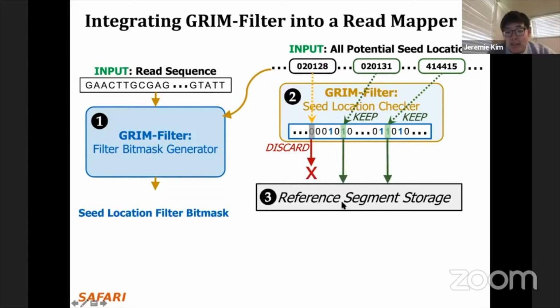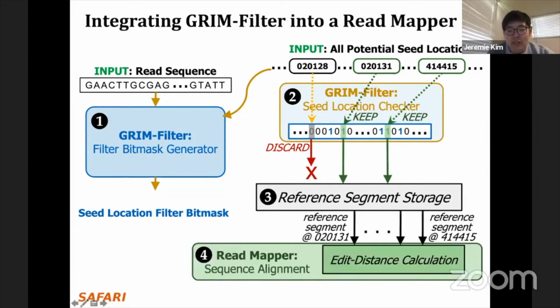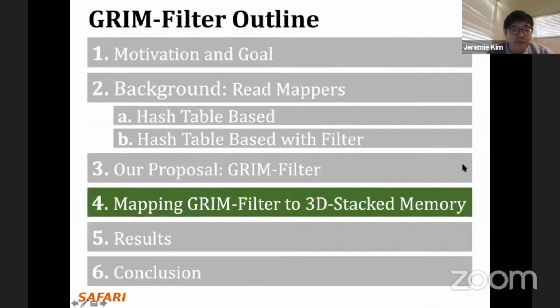We then send these locations to the reference segment storage, which extracts the segments from the reference. And then we finally calculate the edit distance using the read mapper. And so here we see that we're discarding 1 out of 3 locations of the visible ones here at least, and therefore we're saving time on the actual edit distance calculation. And then we output the correct mappings.